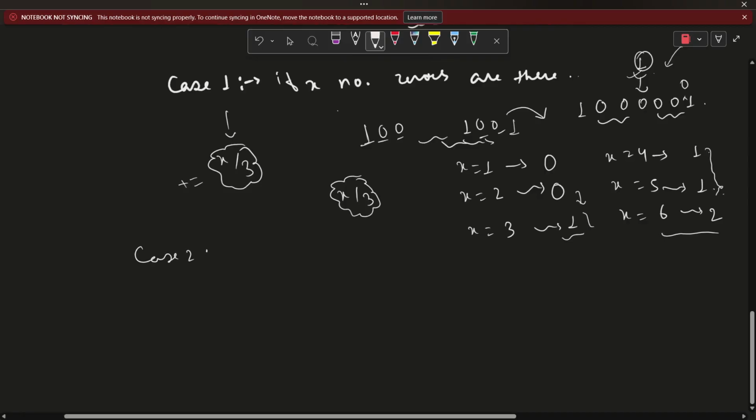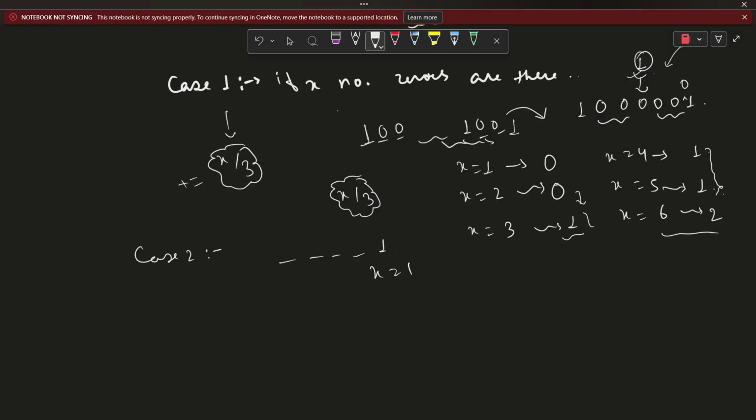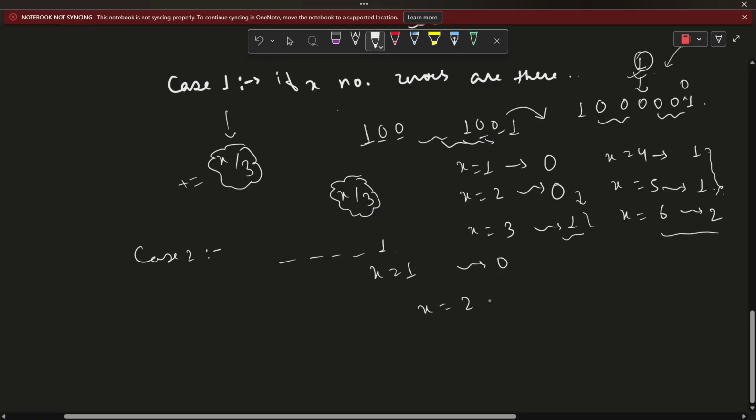What about case 2? For case 2, there's a 1 in the end, and then there are all zeros. Again, let's try to get a formula for every x. For x equals 1, my answer is obviously 0. For x equals 2, my answer is going to be 1. Why? Because there are two zeros and then there's a 1. So this 0 has to be made equal to 1, right?